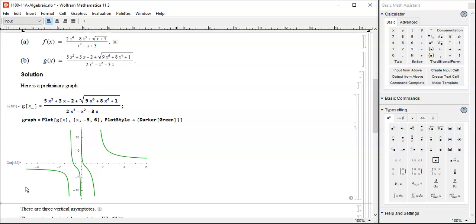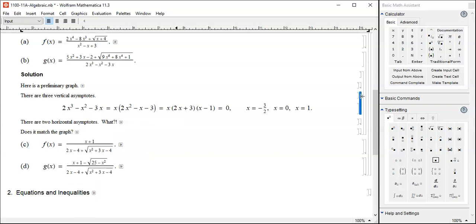For algebraic functions with radicals, things can be different. How different? Well, let's check. Vertical asymptotes, we already did previously. Set the denominator equal to 0 and factor it.